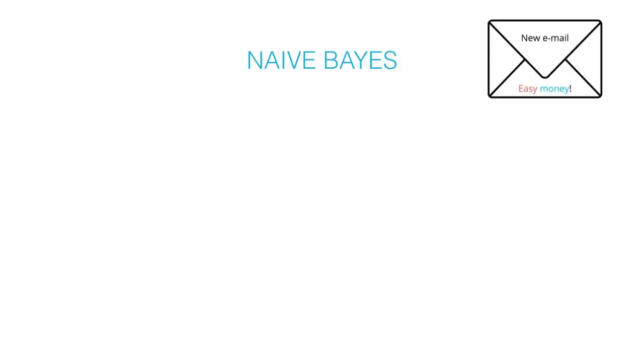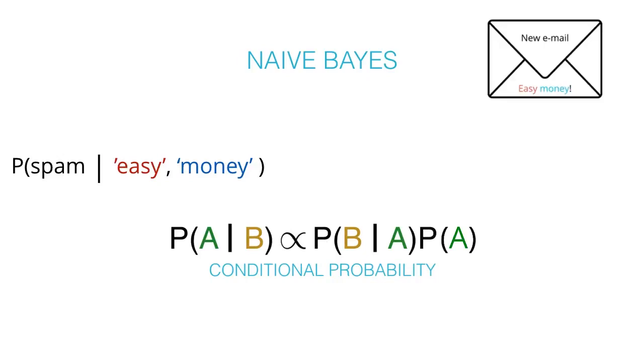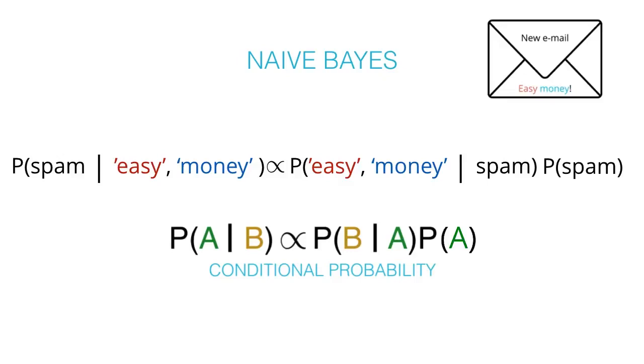And now here's what we want. We have an email that contains the words easy and money, and we want to know if it is spam. So we want this, the probability of the email being spam given that it contains the words easy and money. We'll start by using our conditional probability rule that we just reviewed to write it as a product of the probability that the email contains the words easy and money given that it is spam times the probability of the email being spam. In this formula, A represents being spam and B represents containing the words easy and money.